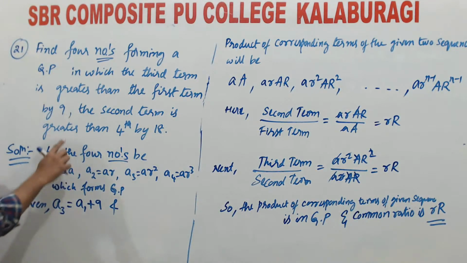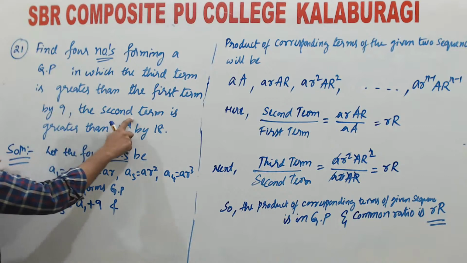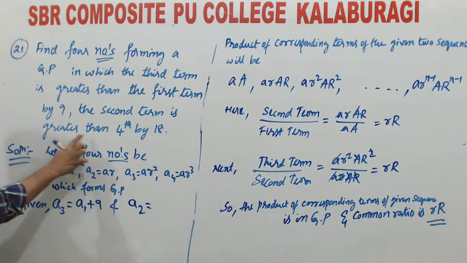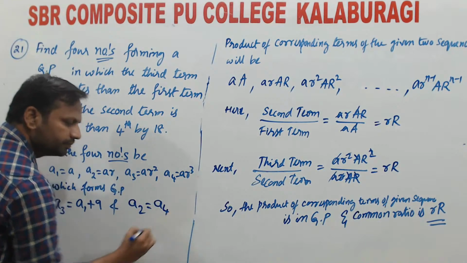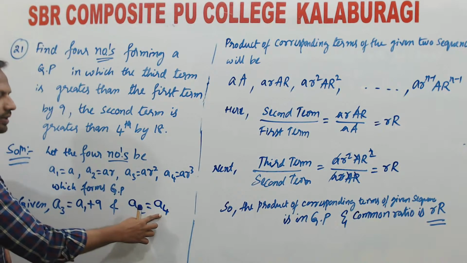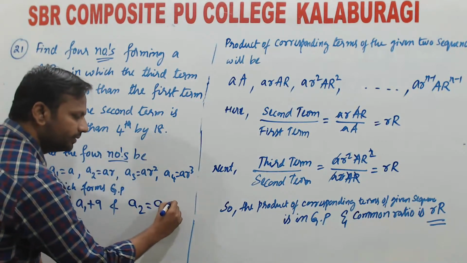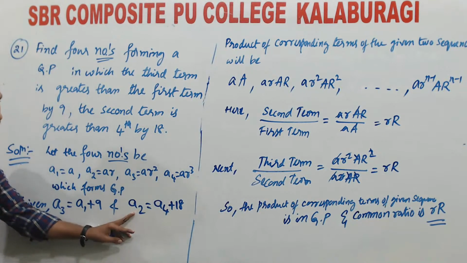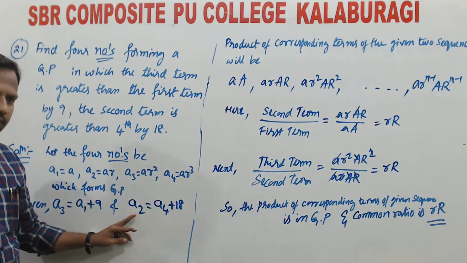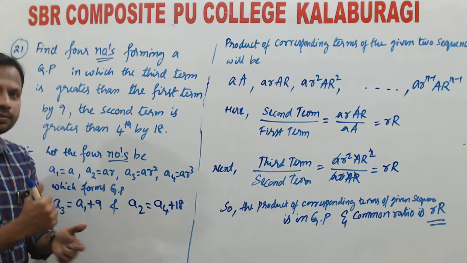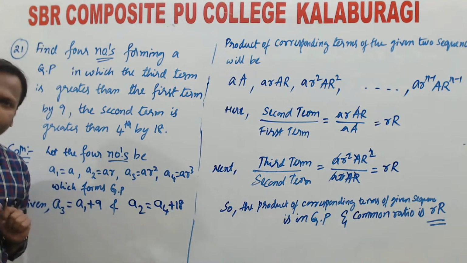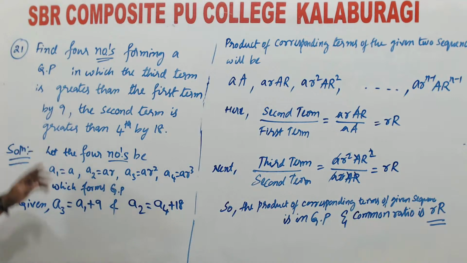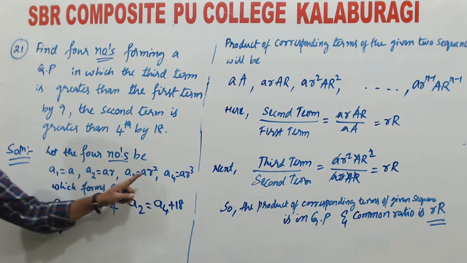And one more thing they have provided here. The second term, A2, is greater than the fourth term, A4, by 18. So 18 is the difference between these two terms. These are the two given hints, and with the help of these two hints, I have to find A1, A2, A3, A4.